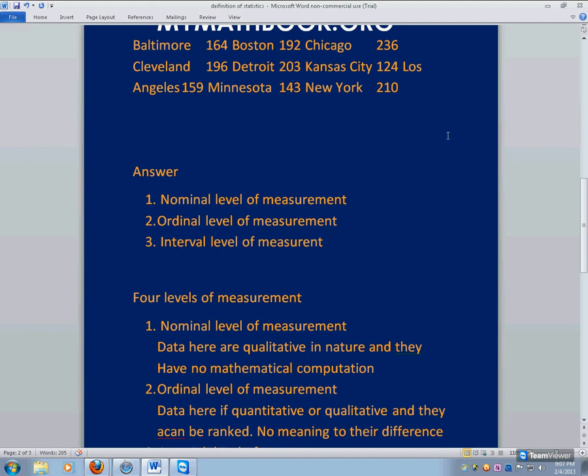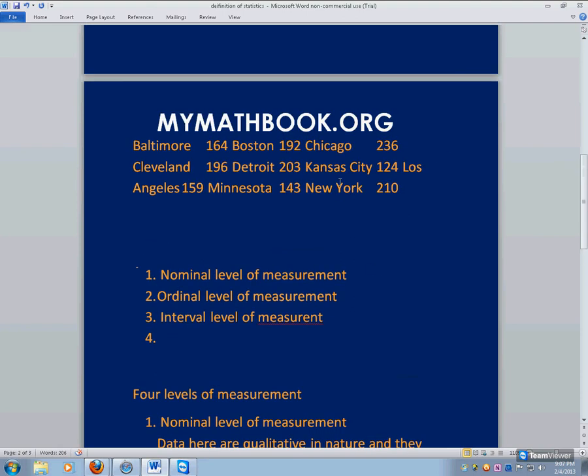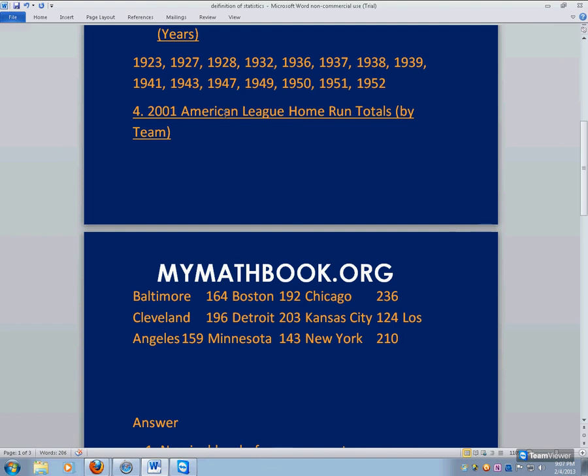Then the very last one that I want to talk about is this question here. 2001 American League home run totals. So we have all the home runs for 2001, and we have Baltimore, Boston, and these are fiction. These are not real home run totals that they had in 2001, but for the sake of discussion, we put them here. And you have Baltimore, Boston, Cleveland, Detroit, Kansas City, Los Angeles, Minnesota, etc. So we do have this.